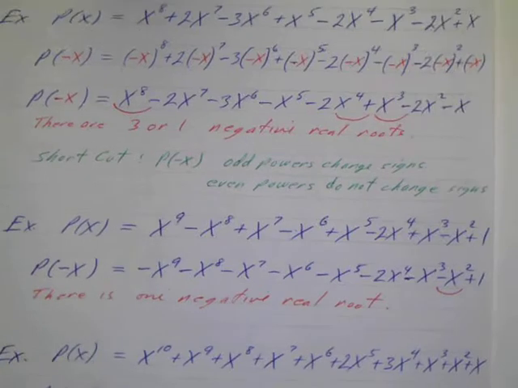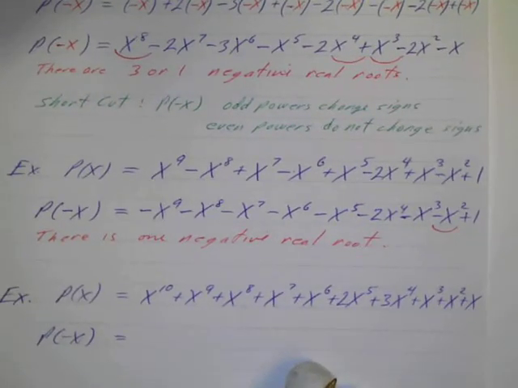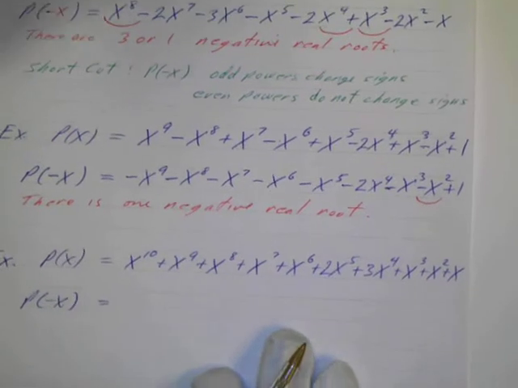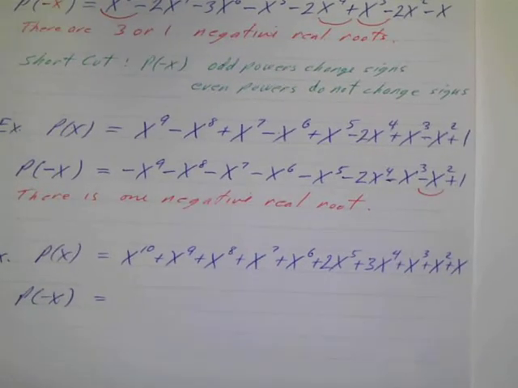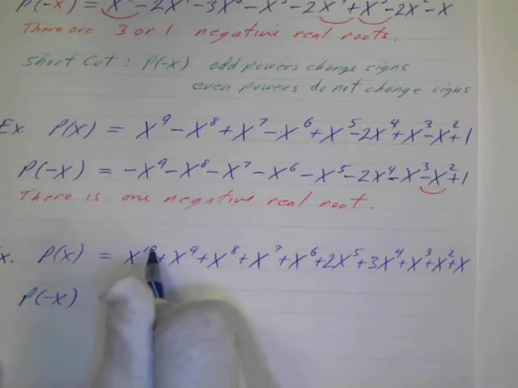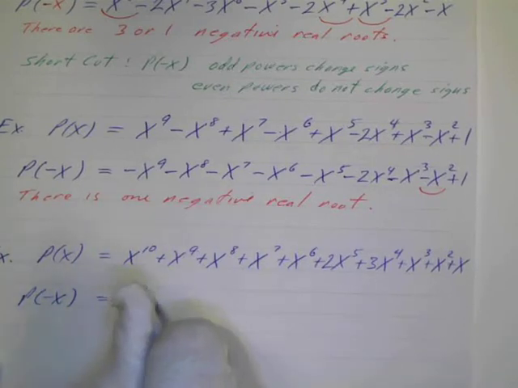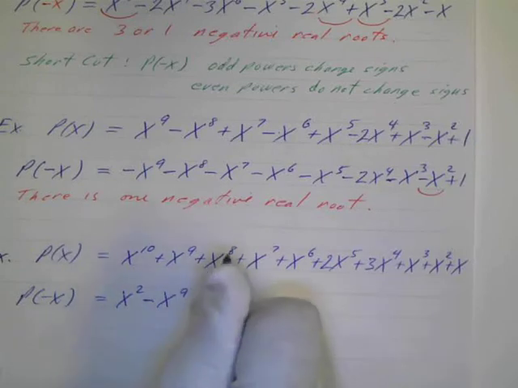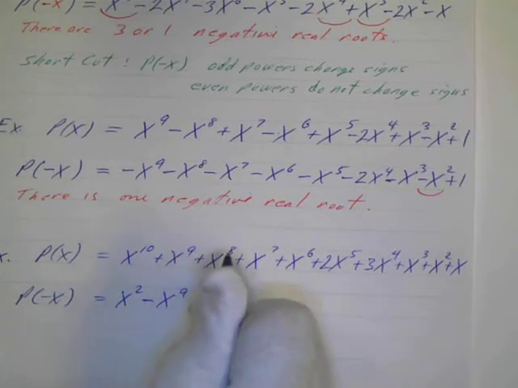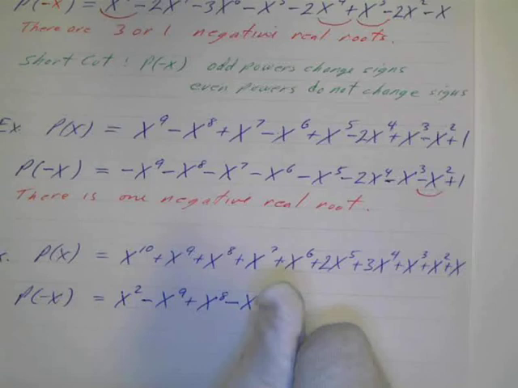Okay, here's one more. So we write p of negative x. And this is even, so it doesn't change, so it's just x to the 10th. This is odd, so it does change, so that's going to be negative x to the 9th. This is even, so this doesn't change, that's even, doesn't change, so it's going to be positive x to the 8th. This is odd, so this changes, so it's going to be negative x to the 7th. This is even, so that stays the same.